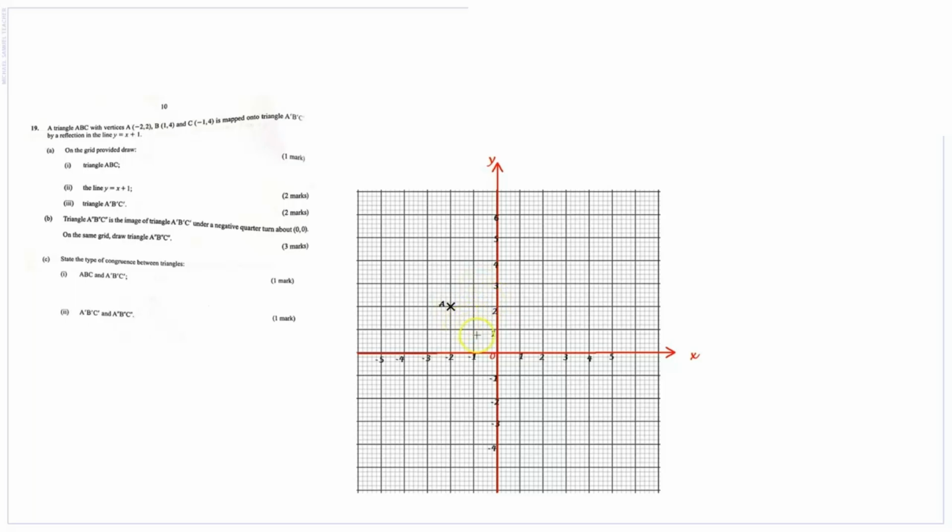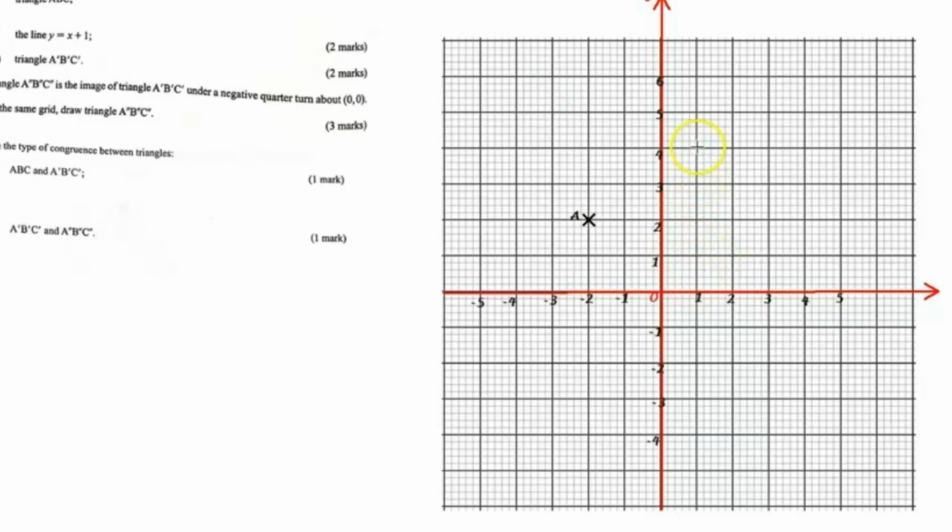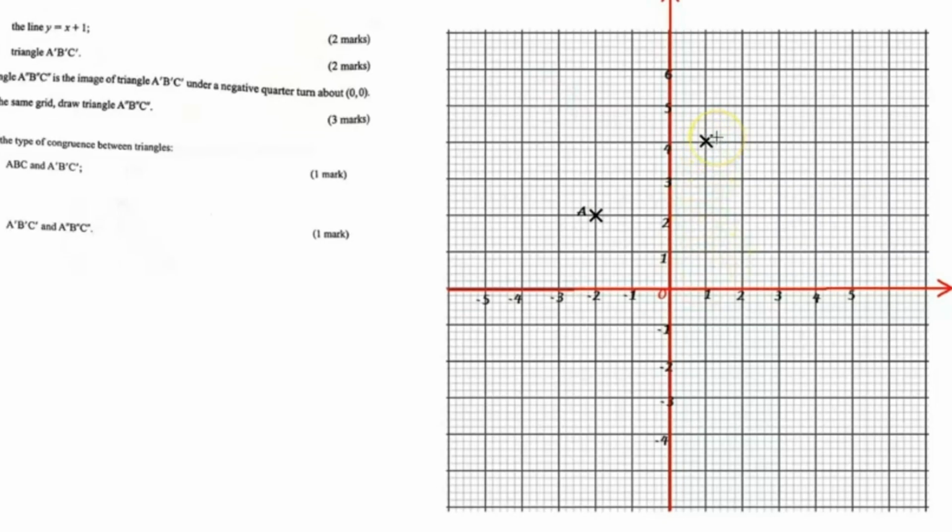Then I have point B, which is (1, 4). Then point C is (-1, 4), that's where point C is. Then I'm going to join the points. So let me join those points.